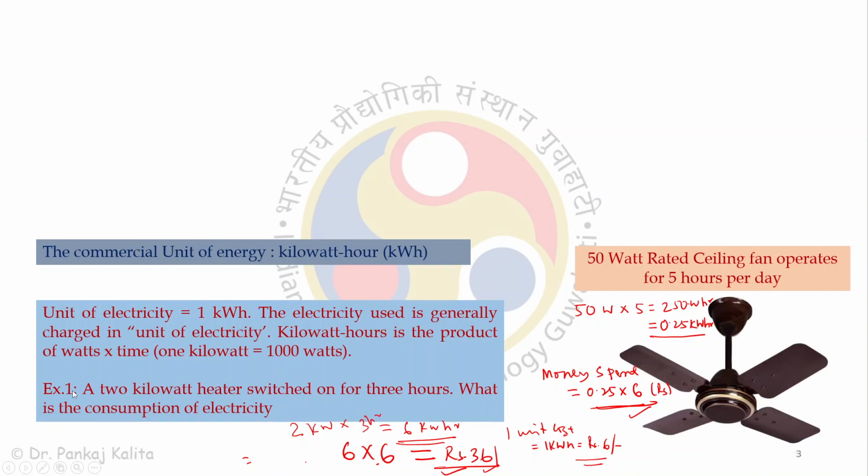The professor has actually given a question also: a 2 kilowatt heater is switched on for 3 hours. What is the consumption of electricity? Let me solve this question for you. So a 2 kilowatt heater is switched on for 3 hours. Multiply these two terms, 6 kilowatt hour. So what is the consumption of electricity? It's 6 kilowatt hour or 6 units.